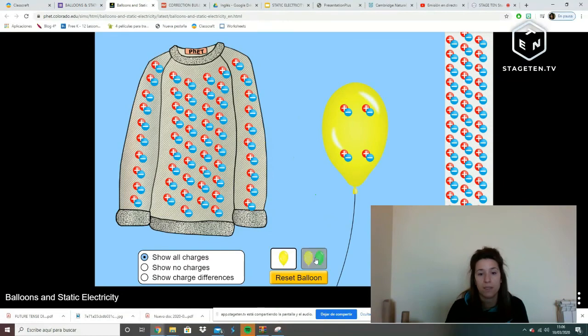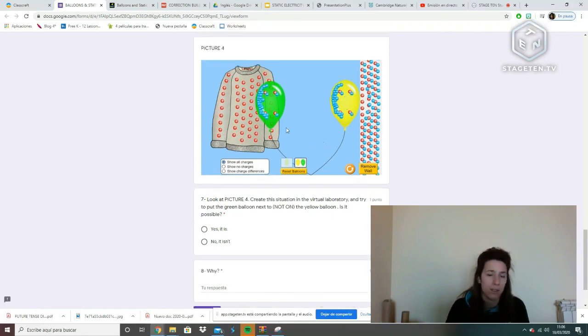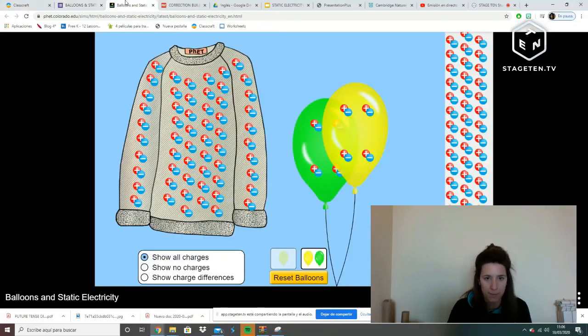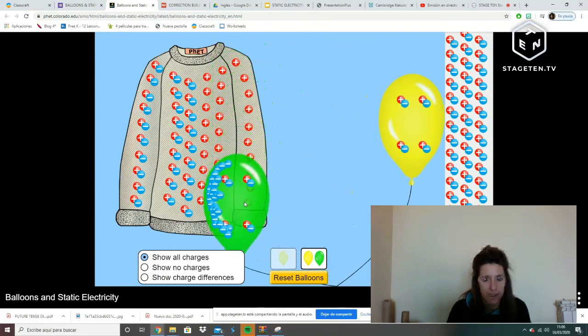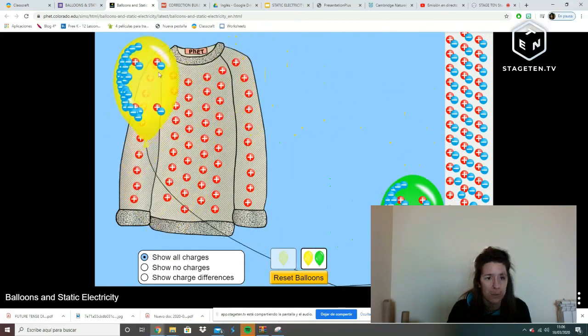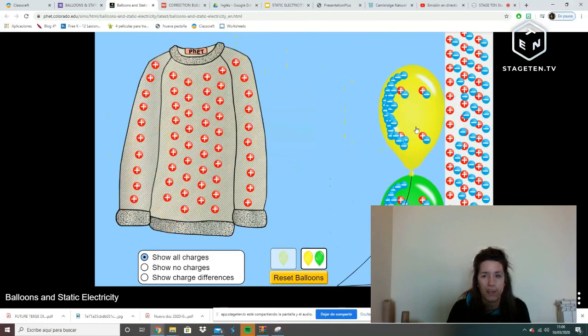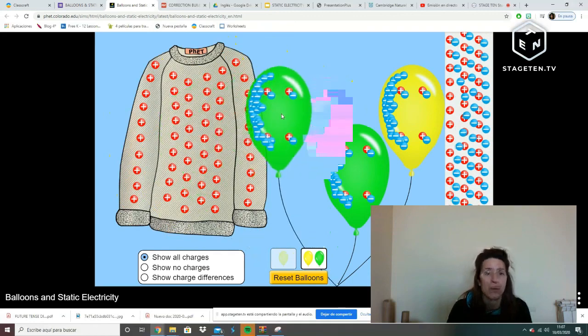Here, observe that I'm going to reset it, okay? Two balloons, and I need to have the sweater positively charged, the green balloon negatively charged, the yellow balloon negatively charged too, and the neutral wall, okay? So I need to rub the green balloon against the sweater and the yellow balloon as well. So now I have negatively charged, and positively charged, okay?